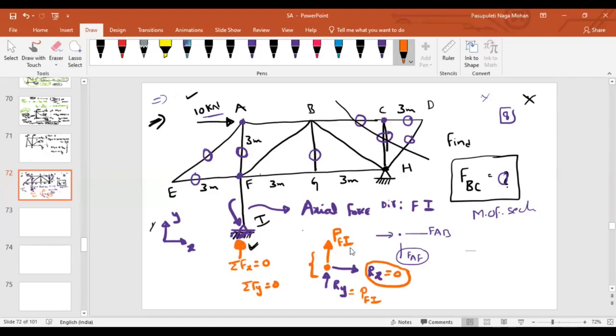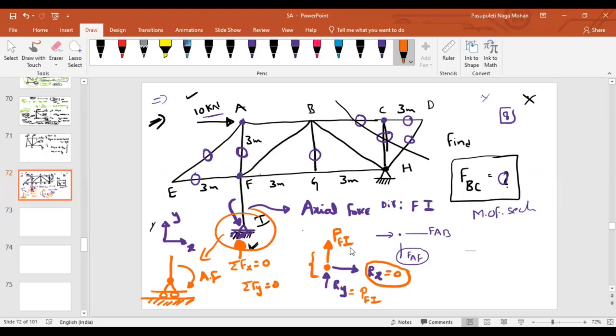Even though I am representing it as a pin support, horizontal reaction will not exist. Even if I replace this part and if I replace this, both will be the same. Why? Because as it is connected through vertical member Fy, forces to the supports will only transfer the axial forces.